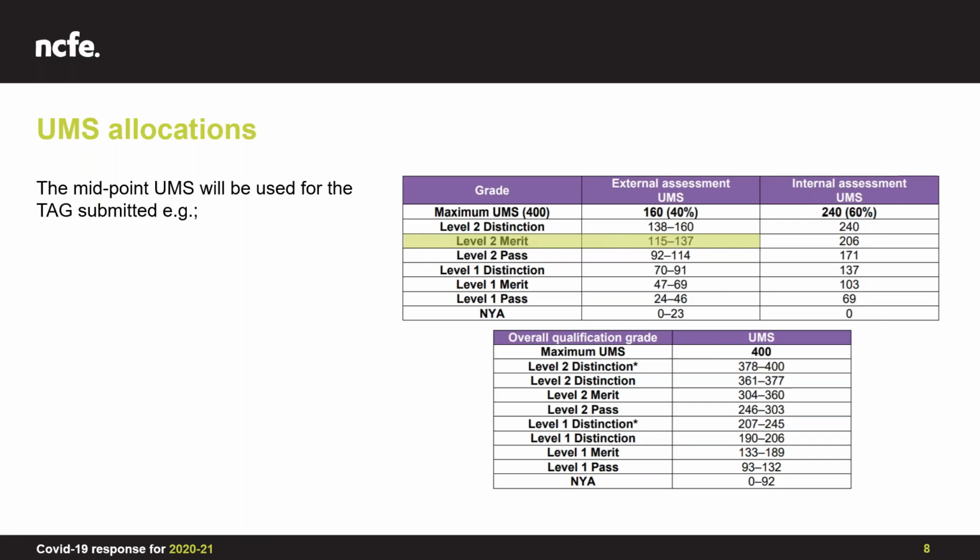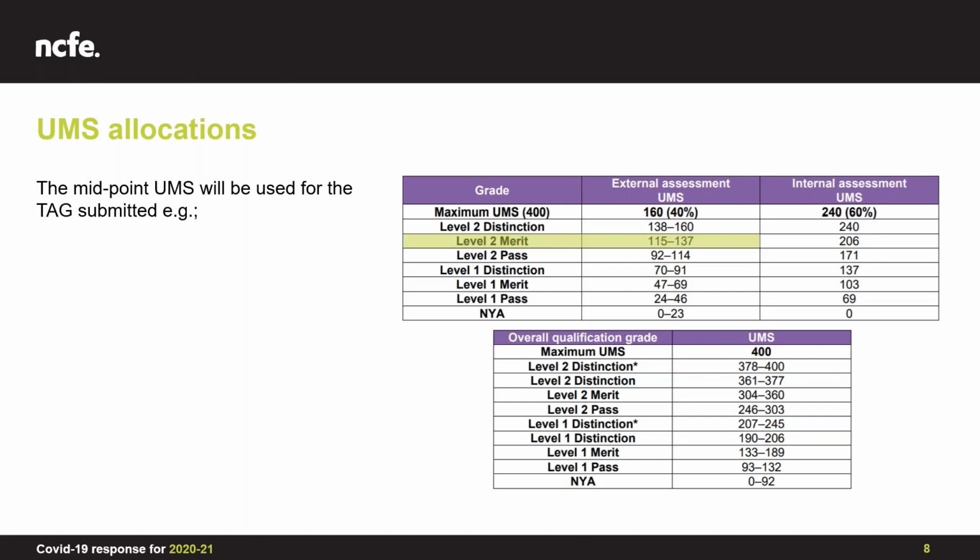Let's say a level 2 merit tag is going to be submitted for the external assessment. In a usual year, the UMS would range from 115 to 137. The more raw marks that the learner gets in the exam, then the more UMS points they'd get. Since the external assessment has been cancelled, the UMS will be the midpoint value for the grade submitted.